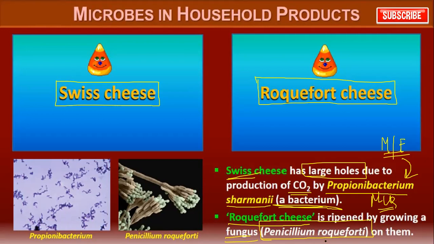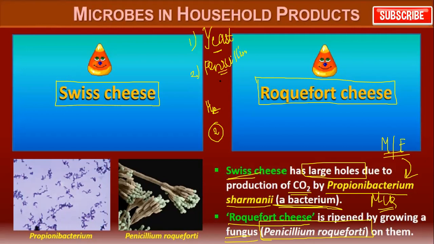Penicillium roqueforti on them. So another, second homework that I'm giving you, 2 homeworks. First one, to identify the class of fungi in which you can find yeast. Second homework, the class of fungi where you can see Penicillium. Separately, you have to tell me yeast, put a hyphen, tell me the class. Penicillium, put a slash or a hyphen and tell me the answer for that also on the comment section. So Swiss cheese by Propionibacterium shermanii and the Roquefort cheese by Penicillium roqueforti.